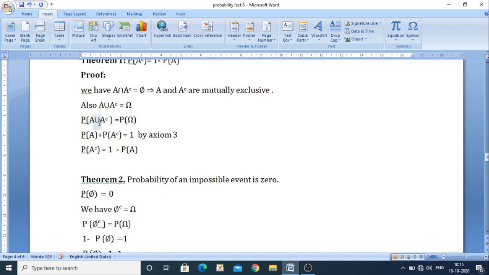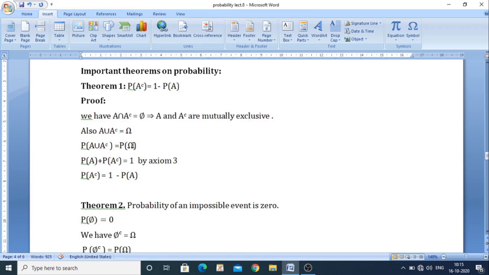So A and A complement are exhaustive as well as exclusive. Therefore by axiom 3 we can write P of A union A complement as P of A plus P of A complement. That is equal to P of omega, and by axiom 2 P of omega is 1. Now keep this P of A complement here as it is, and take this P of A to the RHS. So P of A complement is equal to 1 minus P of A. So that is the proof of the first theorem, that is P of A complement is 1 minus P of A.